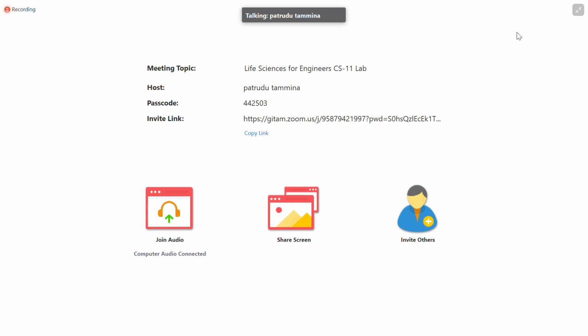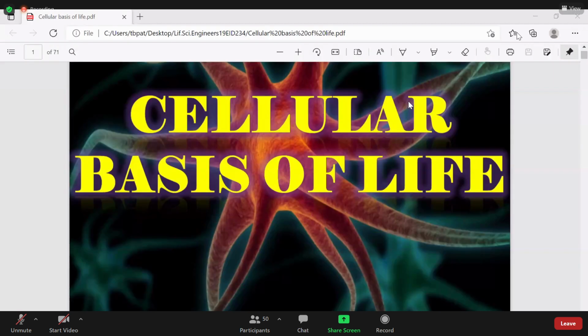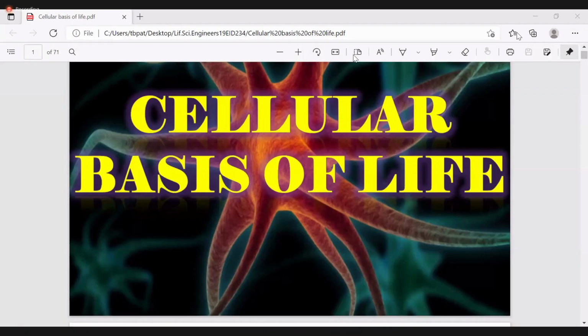Okay, the cellular base of life. I will share it with you. Is it visible? Now it's 50 participants, including me. Okay, is it visible? Yes, sir.